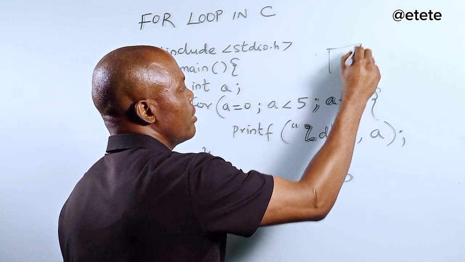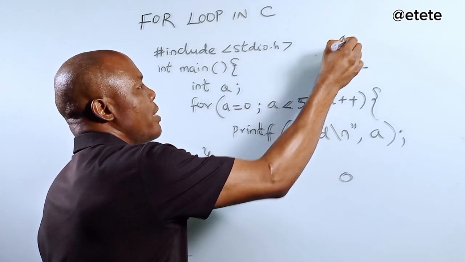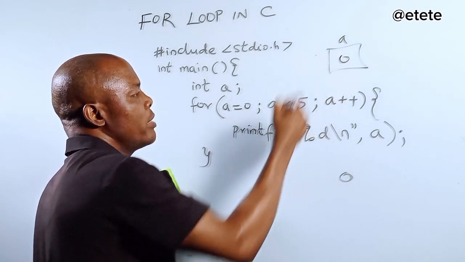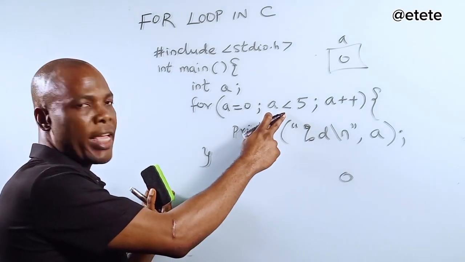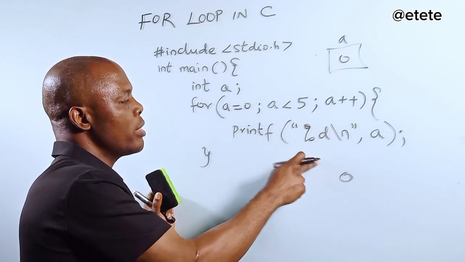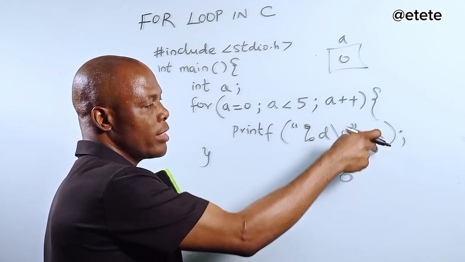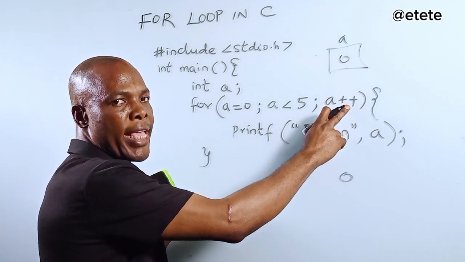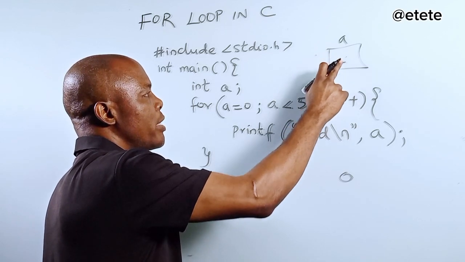So I have the same thing. So I have A. I initialize the A to what? 0. So this place is 0. Then to test the condition, A is less than 5. That is true. It will come in and it will print f. It will print out A. So it will print out 0 on the screen. Then it will come back here and increment A. So A will increase to 1.